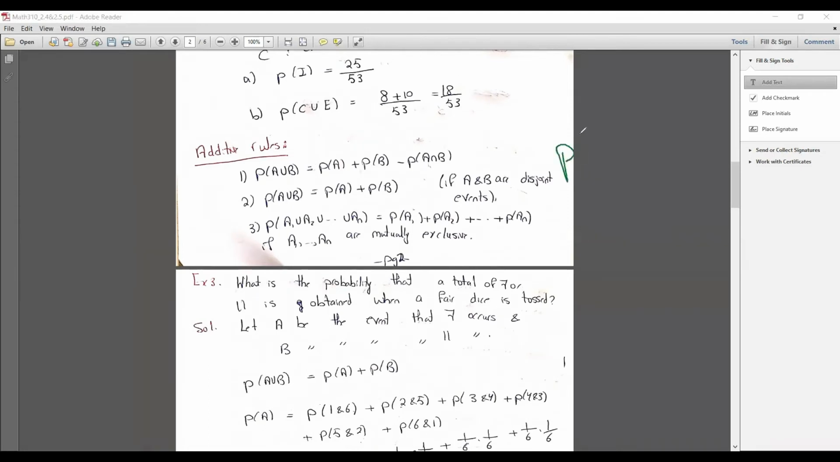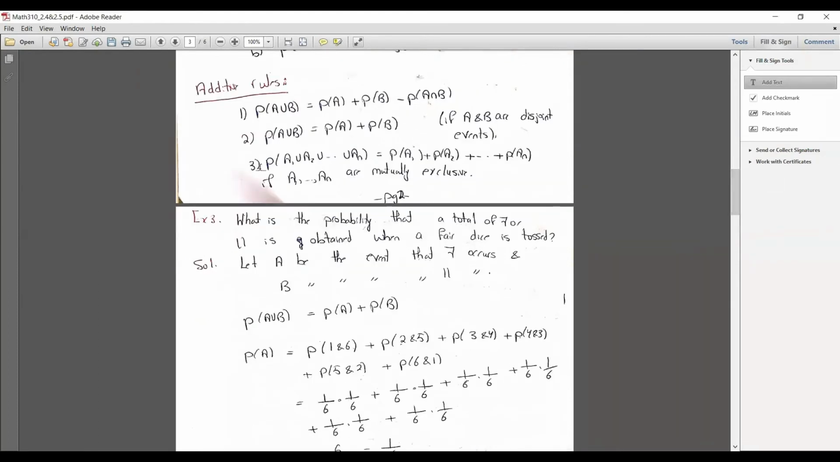P of phi. Phi means that it's the empty set. P of phi is equal to what, guys? It's equal to 0. So if we substitute in this formula, we're going to get P of A plus P of B minus 0, which is in this way. Why? Because A and B here, we are saying that they are disjoint events. Now, in part 3, if we have more than one event and all of them are mutually exclusive, it means that each two of them, their intersection is phi.